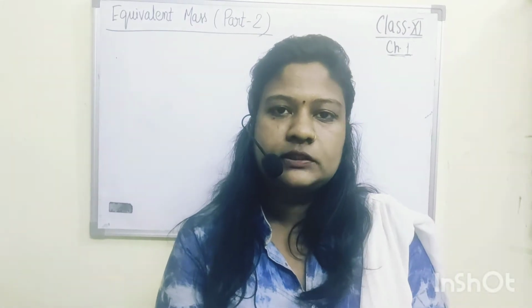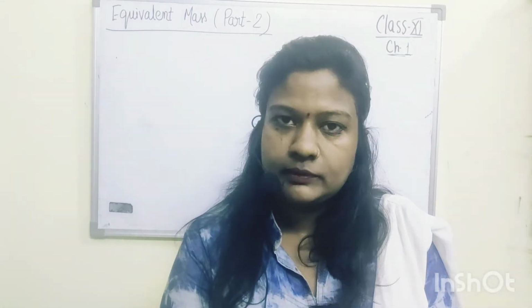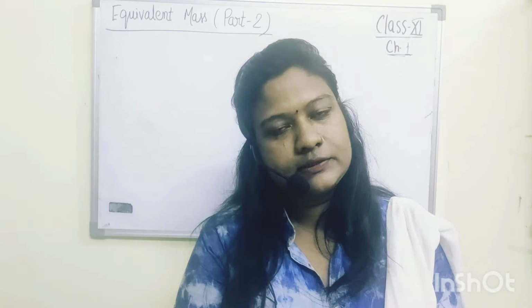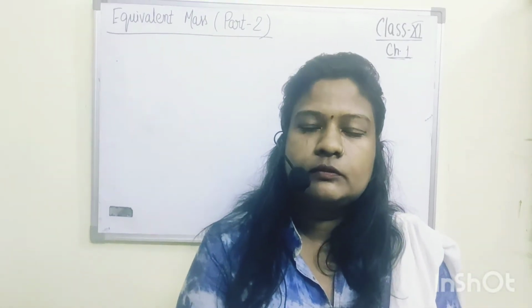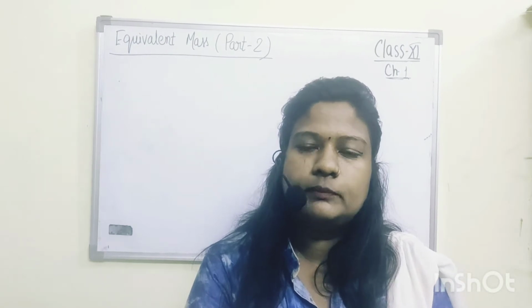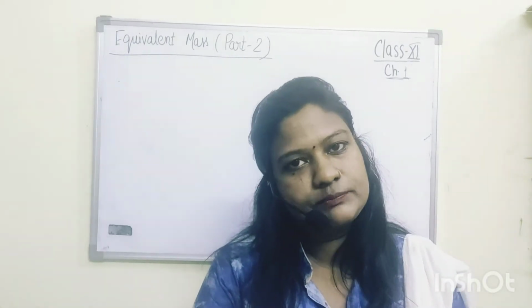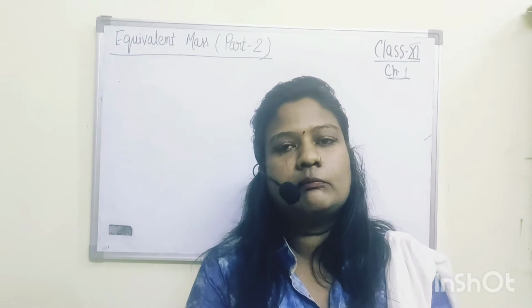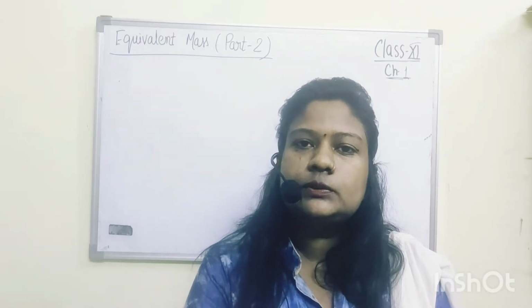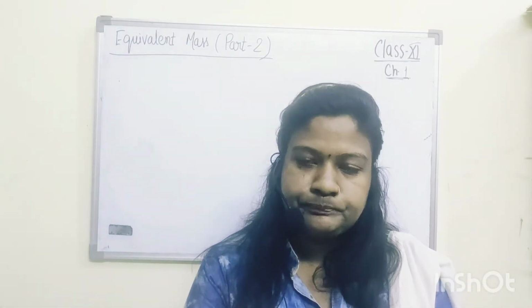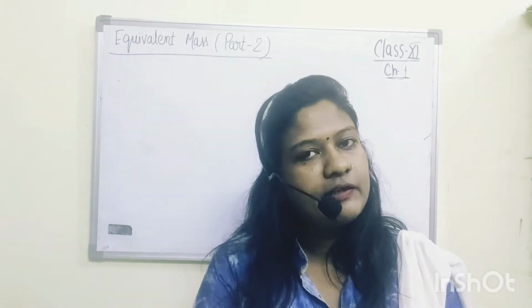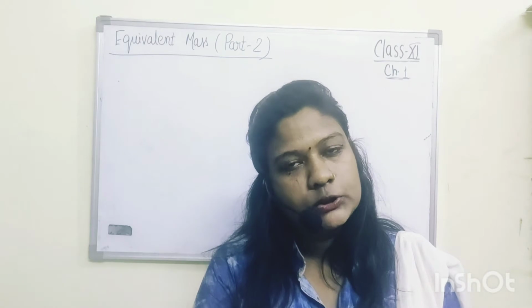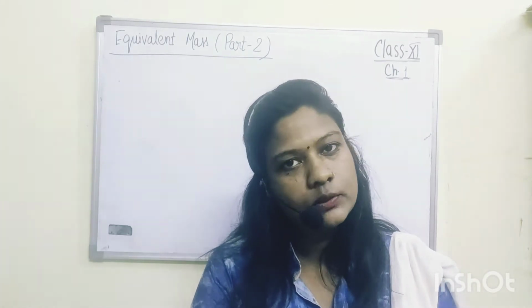Last time, in the previous lecture, I told you about equivalent mass. What do you understand by equivalent mass? I gave its definition: the number of parts by mass of any substance which displaces or combines with 1.008 parts by mass of hydrogen, 8 parts by mass of oxygen and 35.5 parts by mass or weight of chlorine.